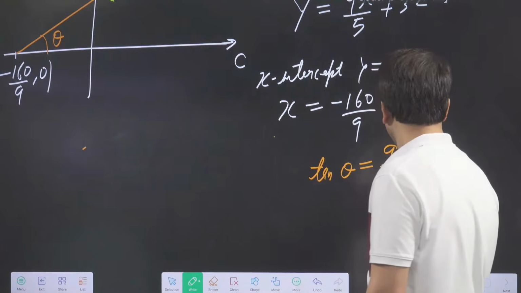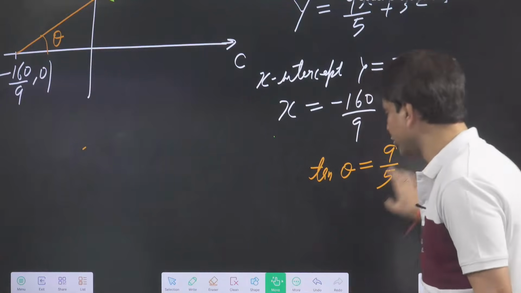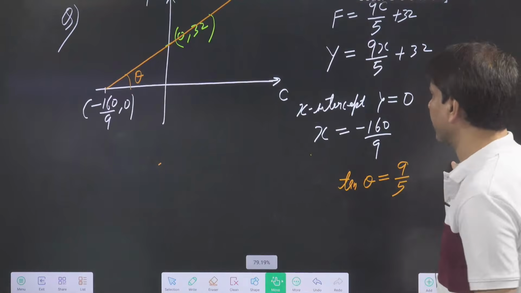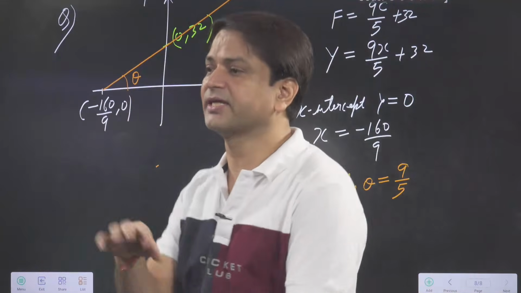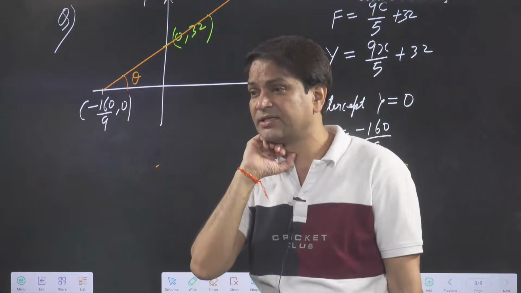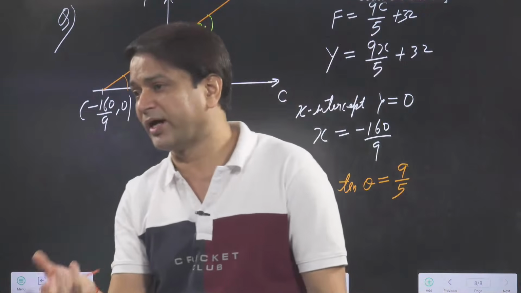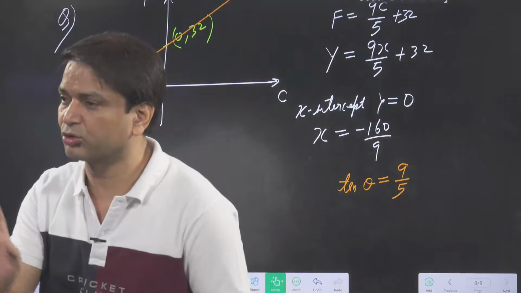Okay. So what I said, no need to mug up the graph, because here we are drawing the graph like this and the slope we are getting is 9 by 5. But suppose they interchange the axes. They have taken C on the y-axis and F on the x-axis. Then what will happen? The x-intercept and y-intercept will change, the slope will change. So we cannot directly mug up. We have to know how to plot the graph.